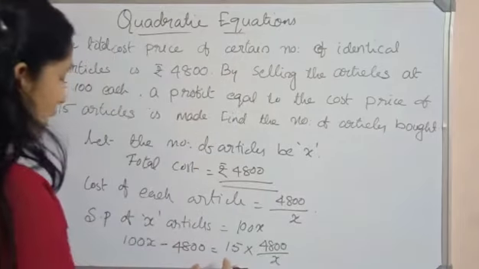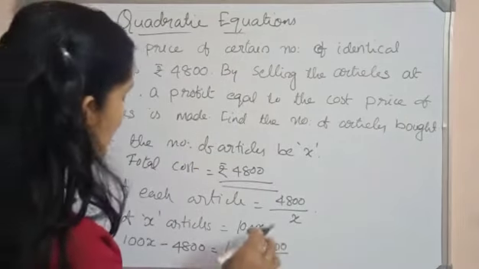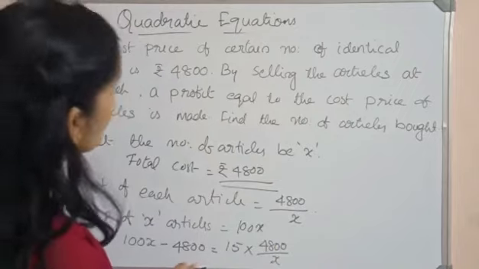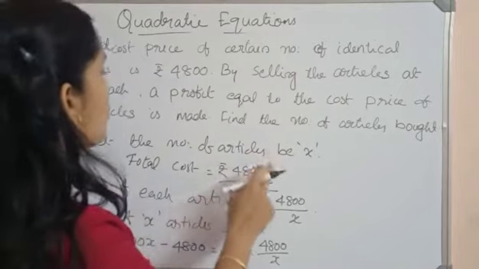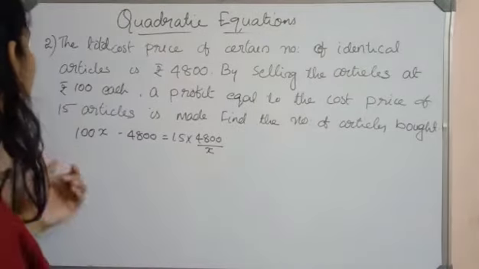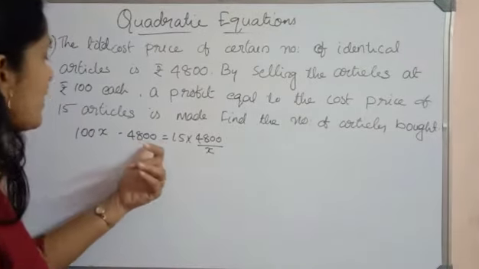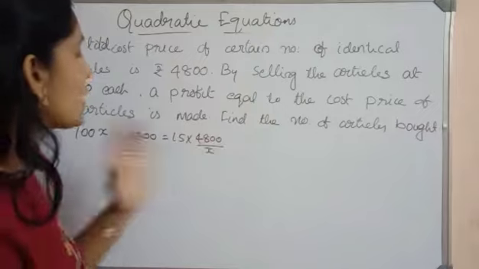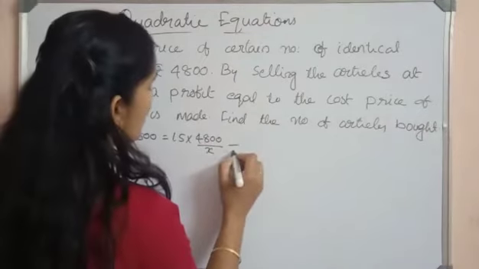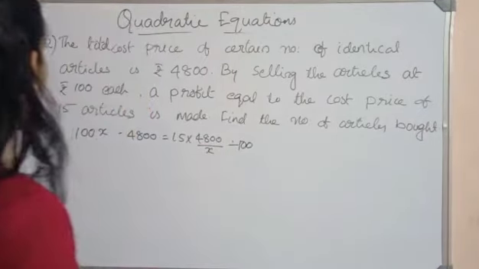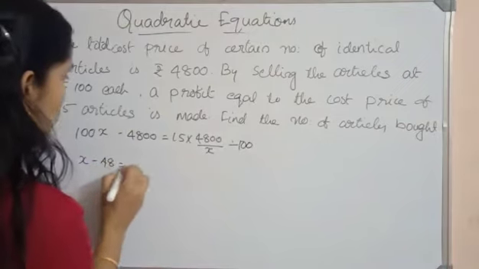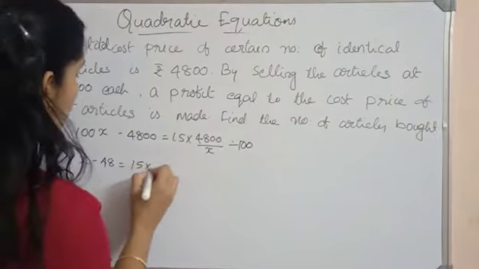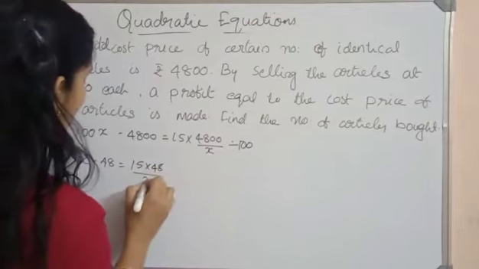This is the second condition. Now we need to simplify this and bring it into the standard form of the quadratic equation, and we can find the value of x, that is the number of articles. That is 100x minus 4,800 is equal to 15 into 4,800 by x. Now let's divide the entire expression by 100. We'll get x minus 48 is equal to 15 into 48 divided by x.